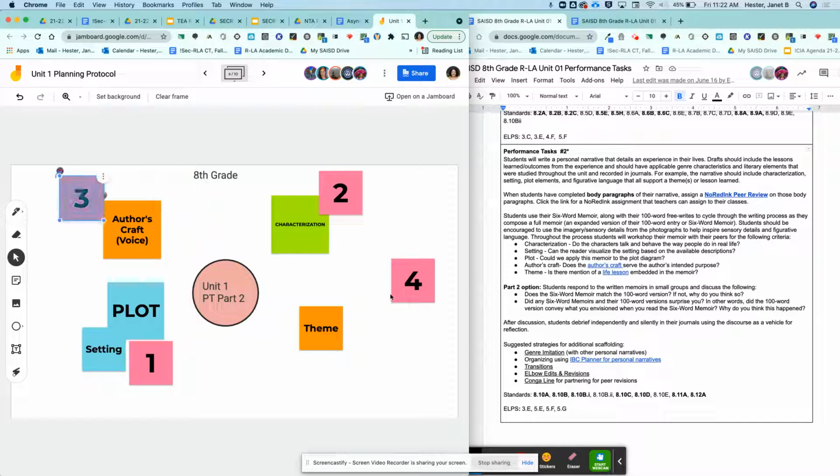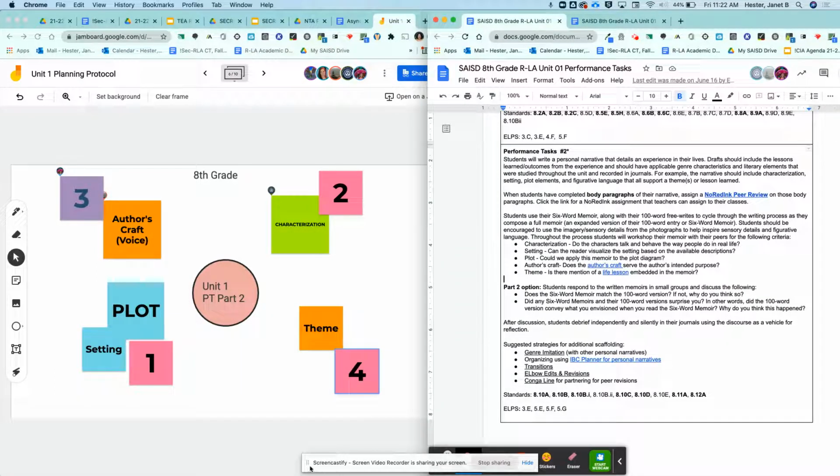That way we're consistent with what we were practicing in part 1. I agree. I think that's a great representation of even the writing process, because if they're writing, we're brainstorming plot and setting and everything, then we're going deeper with characterization, then we're even going deeper and revising with author's craft and voice, and then finally the big question: what's the message that I'm trying to convey? Exactly.